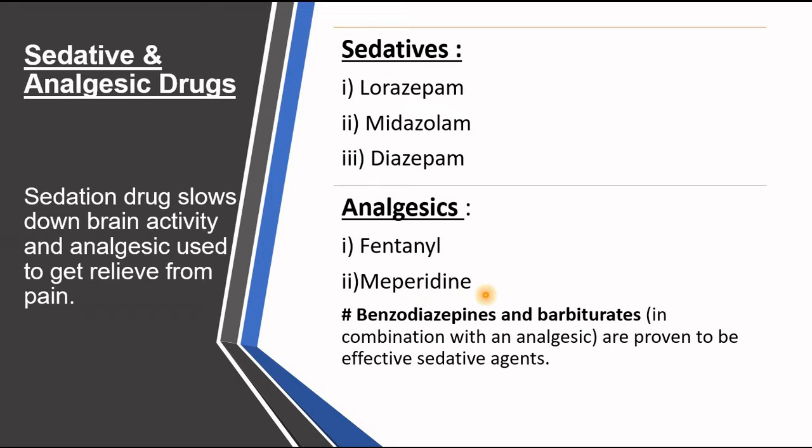Okay, friends, look at this drug, that is benzodiazepines and barbiturates. This is a kind of drug which is a combination of the sedative drug and the analgesic drug. So if the question comes in the exam that what is the combination of the drug like sedative and analgesic drug combination, this is the answer: benzodiazepines and barbiturates is a combination of the sedative drug and the analgesic drug. I hope it is clear what exactly the sedative drug and the analgesic drug are.